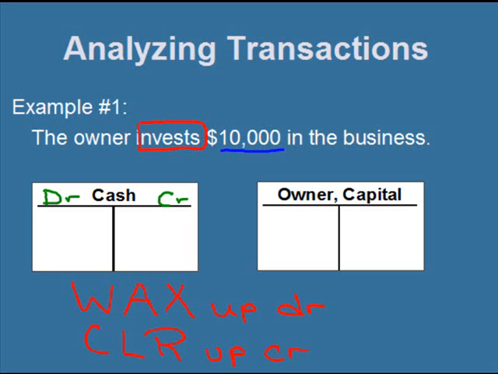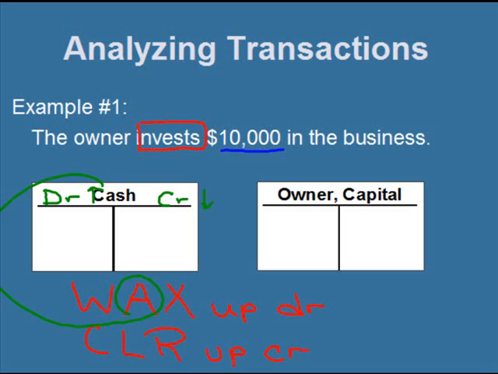Now we have to look to the rule to determine what debits and credits mean for the cash account. So cash, we know, is an asset. So that means that assets go up with debits and down with credits. So a debit makes cash go up and a credit makes cash go down.